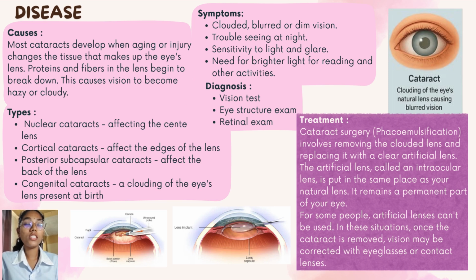What are the causes of this disease? Most cataracts develop when aging or injury changes the tissue that makes up the eye's lens. Proteins and fibers in the lens begin to break down. This causes vision to become hazy or cloudy.